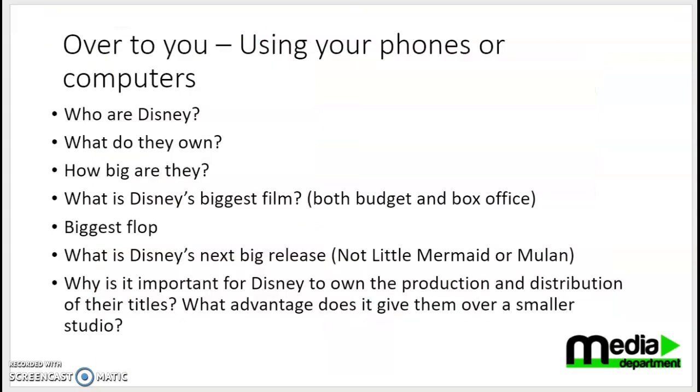Okay, so this is over to you now. This is what I'd like you to do for the rest of the lesson. Using your phones or your computers, I want you to answer these questions for me, please. Then next lesson, we're going to go through the answers and continue with industry, looking at the kind of things we will need to study when we look at media industries on the course.